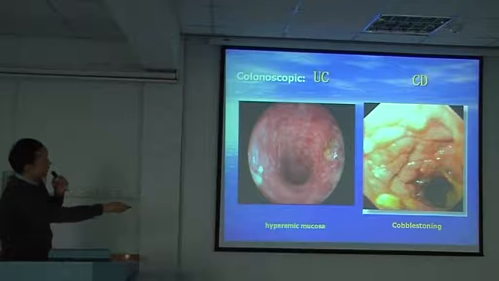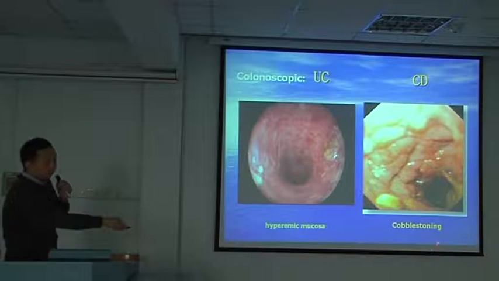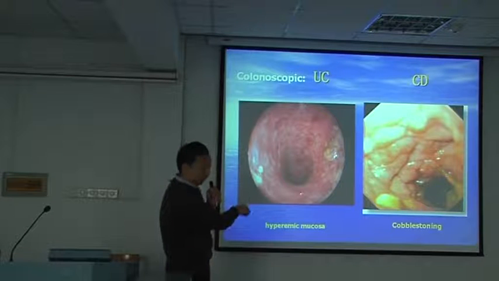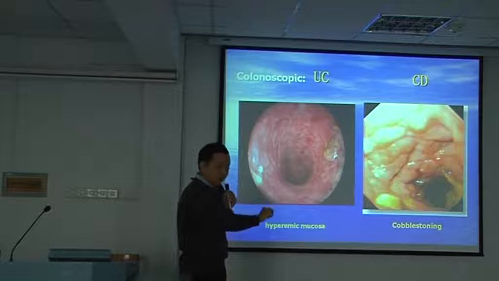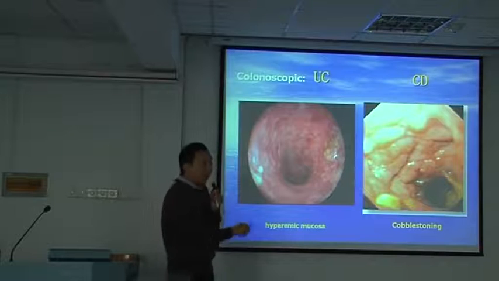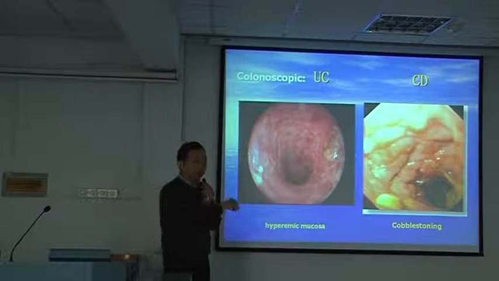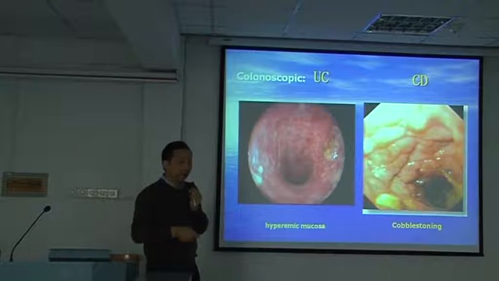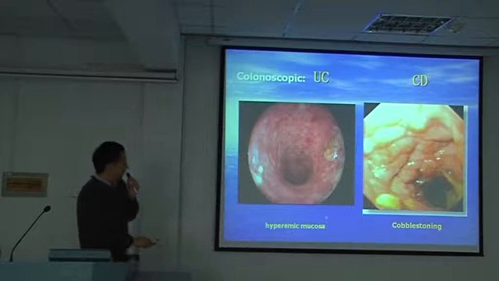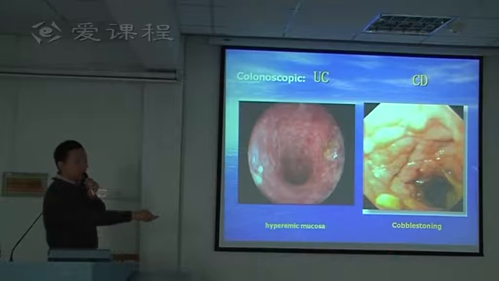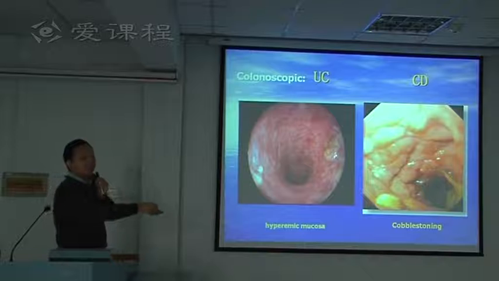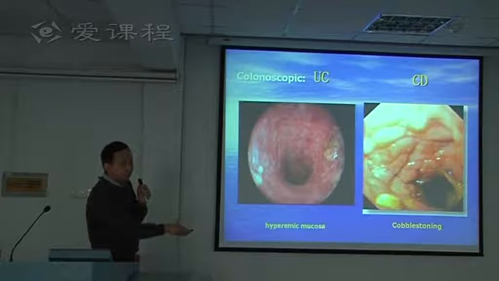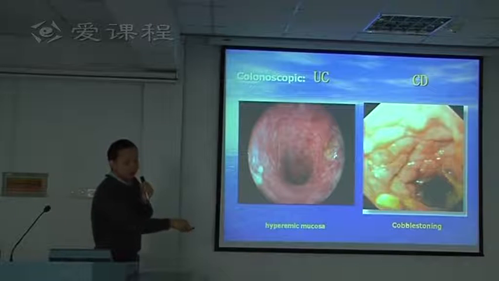But for CD, you see, it's called a cobblestone. It's not ulcerated, right? This one is not ulcerated. It's just hyperemic. I mentioned that not all UC patients have ulceration, maybe half, maybe less. And this is Crohn's disease cobblestone. This is a very typical one, but in some mild Crohn's disease, the cobblestone appearance is not so typical.